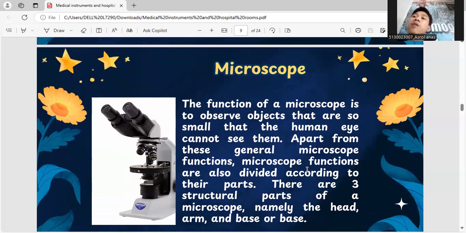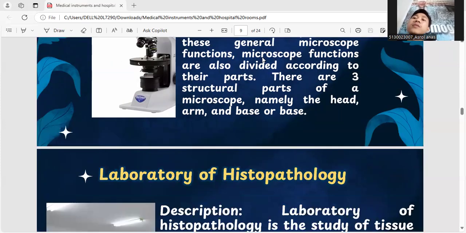What is the function of a microscope? The function of a microscope is to observe objects that are so small that the human eye cannot see them. Apart from this general function, microscope functions are also divided according to their parts. There are three structural parts of a microscope, namely the head, arm, and base.